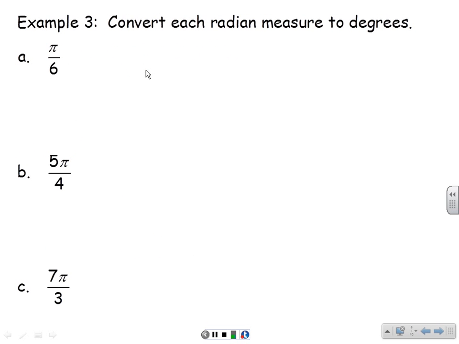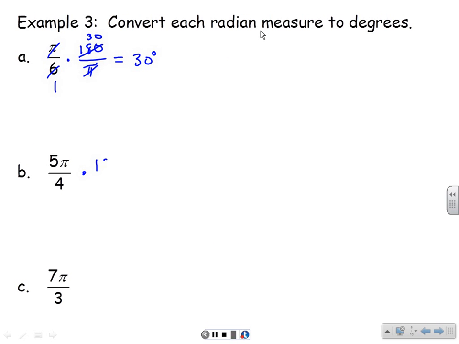Okay, convert each radian measure to degrees. Well, this time we want pi to go away, so we're going to do 180 over pi. We want pi's to be diagonal to each other, and then we can reduce here, so 6 will go into itself one time, and 6 will go into 180 30 times, and so you're going to get 30 degrees. So pi over 6 is the same as 30 degrees.